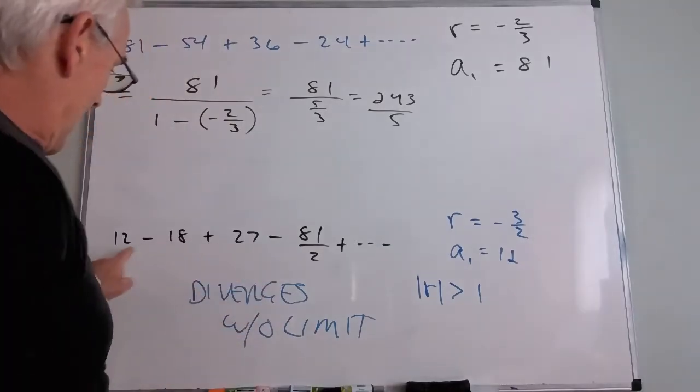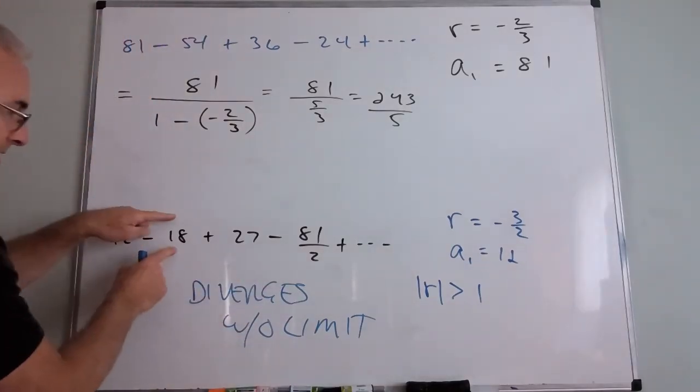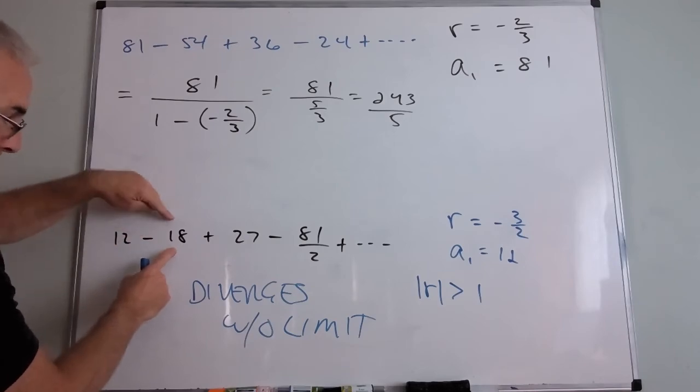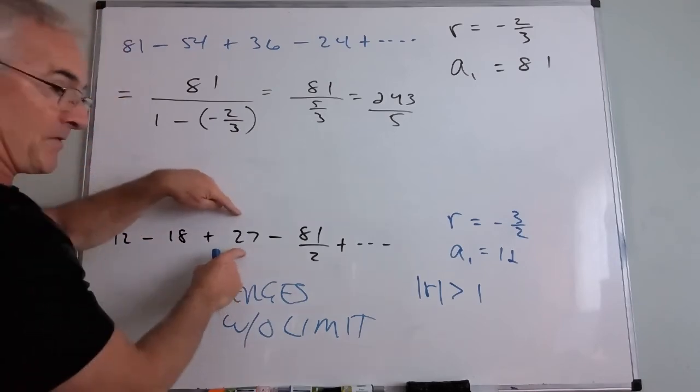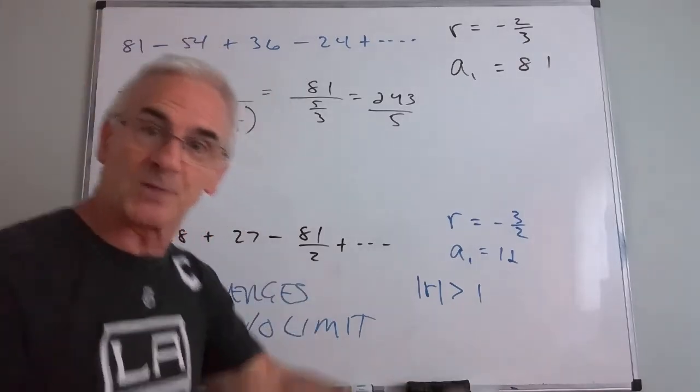Why? Because I started positive, and then when I added -18, my total is now negative. Do you agree? Then when I add 27, now I have a bigger total, but it's positive. Now when I add this, I have a bigger negative. The next one's gonna be a bigger positive.